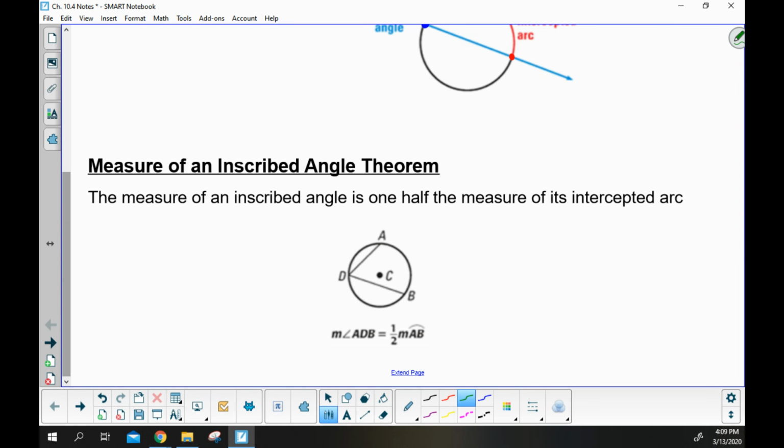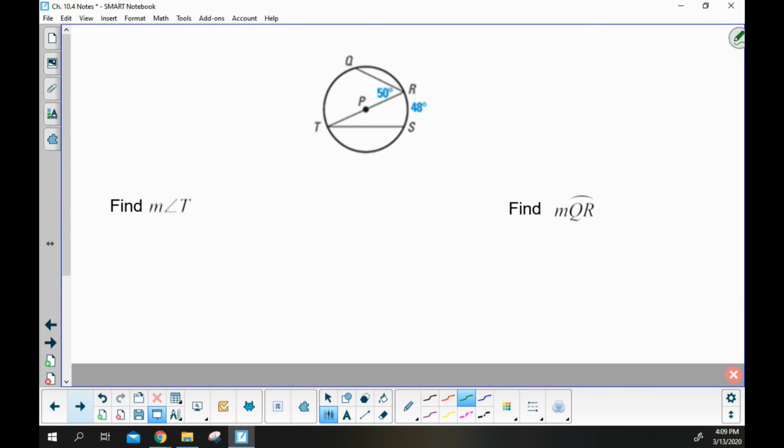So for example, if I told you AB was 100 degrees, then that would mean the angle ADB would be 50. All right. Or vice versa, if I told you the angle ADB was 50, then the intercepted arc was 100. So you see it can work both ways. That you either take half the arc or the arc is double the angle, and you're going to need to know how to do it both ways. All right, so here we have a couple examples.